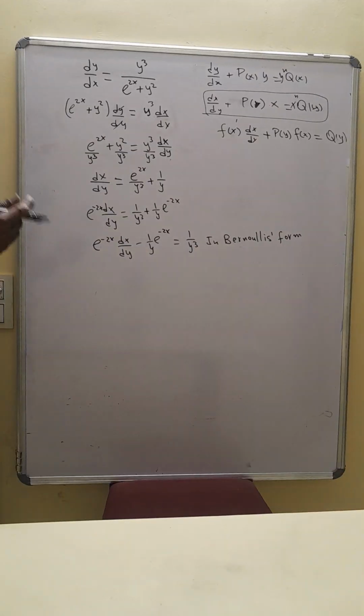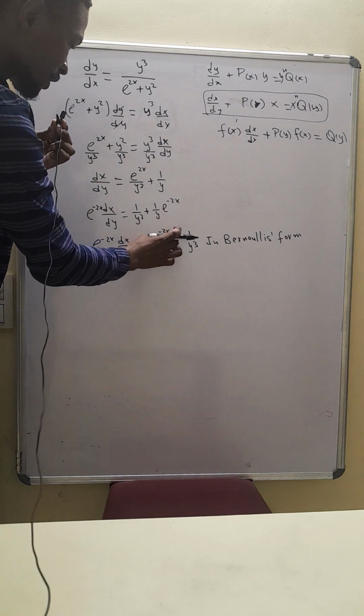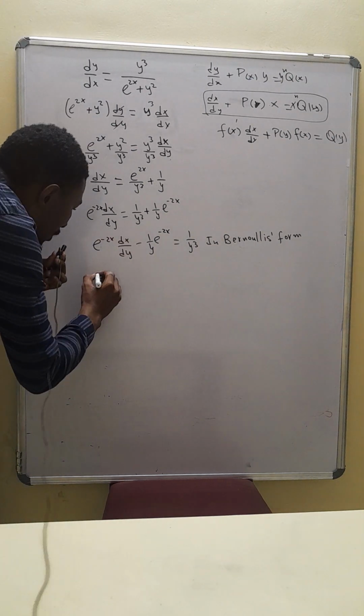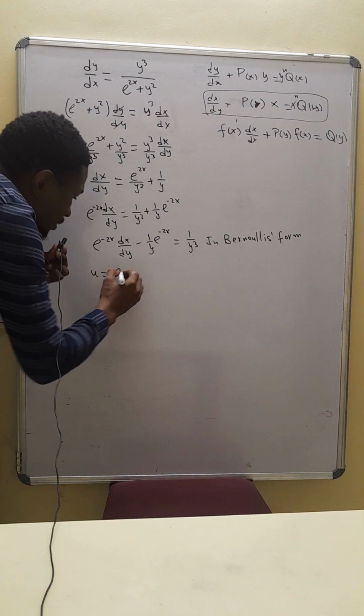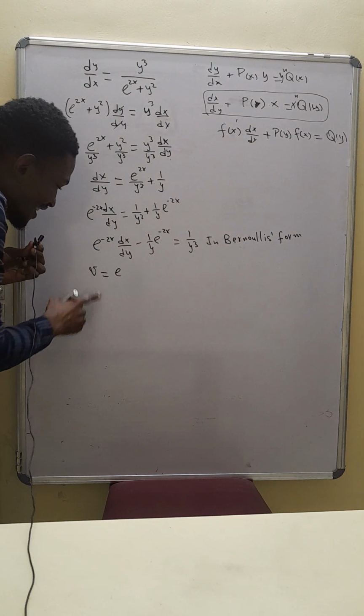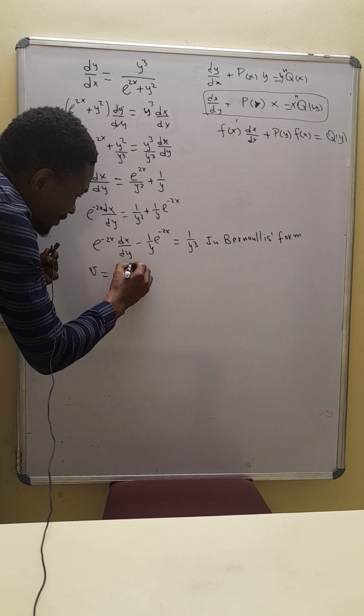Okay? Why is it in Bernoulli's form? Because if I derive this expression here, it will be the same as this. Now we have to do u equal to e. I will call it v. So v is equal to e^(-2x).